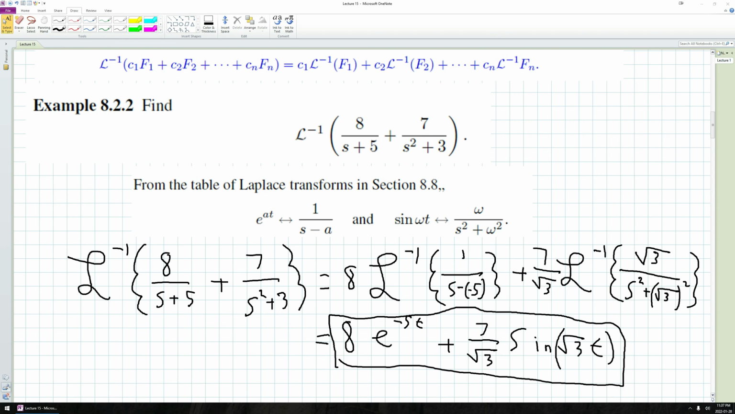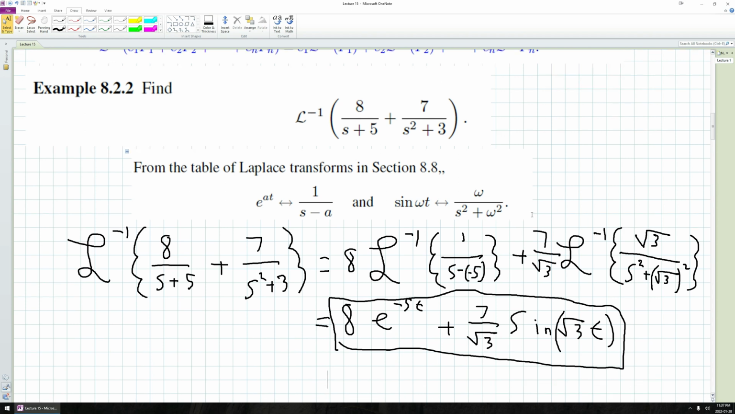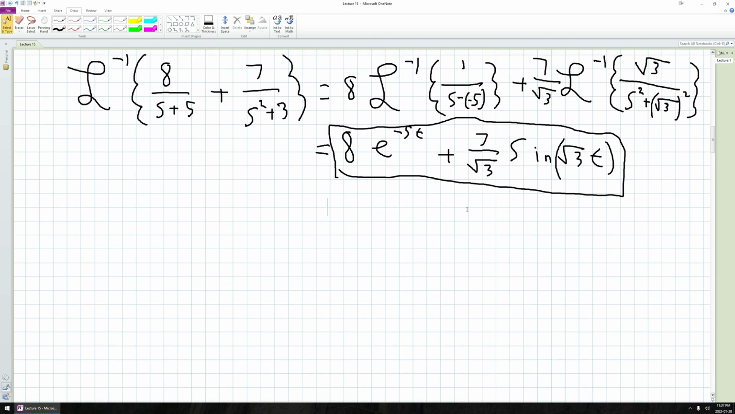Now the rest of this lecture is purely to get you prepared for actually using Laplace transforms in applications. So let's look at a few examples that are very practical. You'll see why they're practical as we start actually doing things with differential equations.